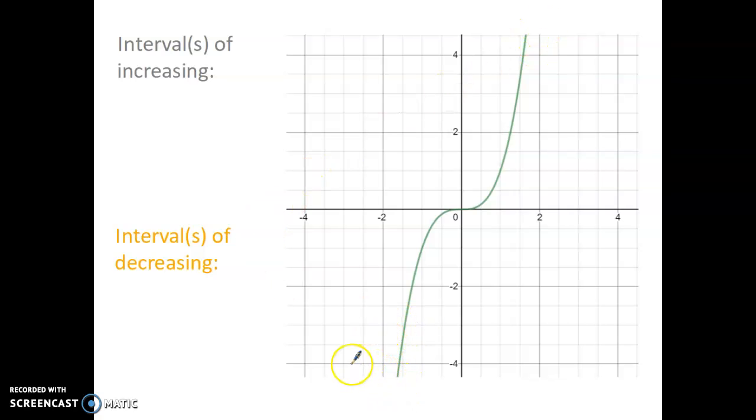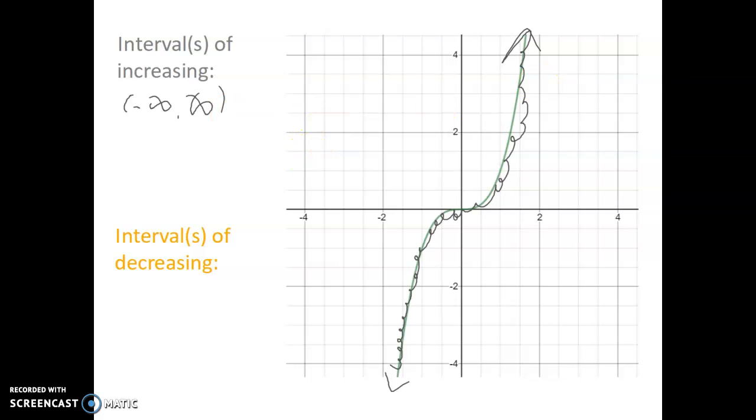So if I look over here on the left, I remember that I have an arrow right there, and it is going up. So I'm going to follow that curve, going up, going up, going up, and I can see that it's going to be forever going up. So my interval where it is increasing from left to right, always my x values, is negative infinity to positive infinity.